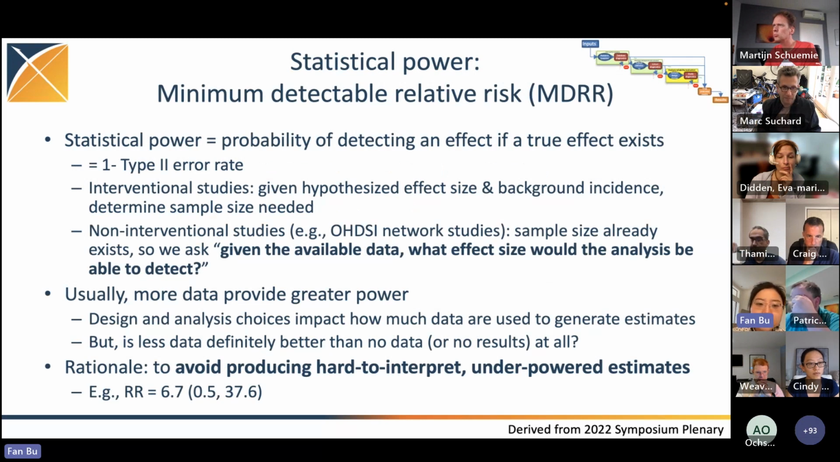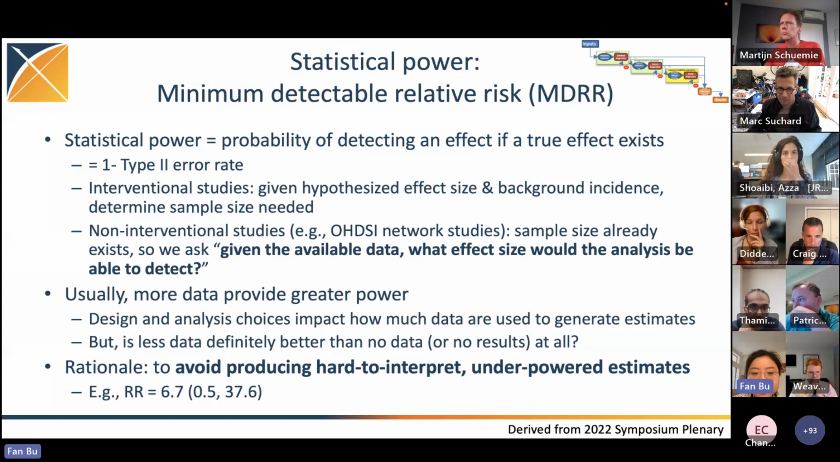So the first diagnostics metric that we would like to care about is statistical power. Statistical power is defined as the probability of detecting an effect if there truly exists an effect. In clinical trials or interventional studies, we typically perform power analysis given our hypothesis effect size and other background information.